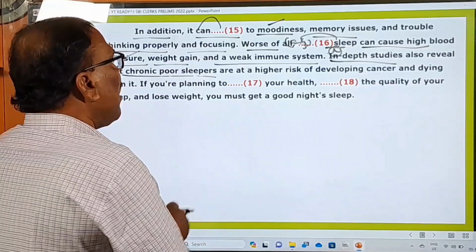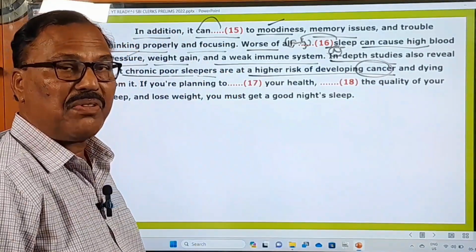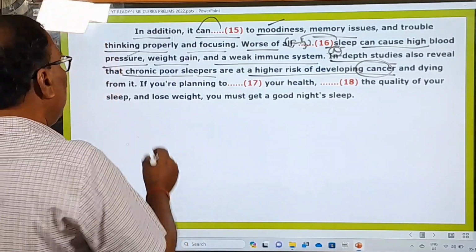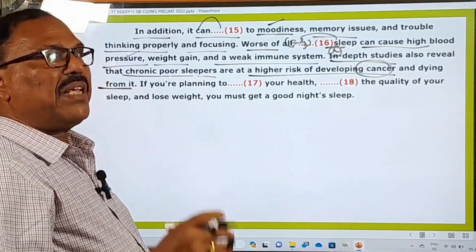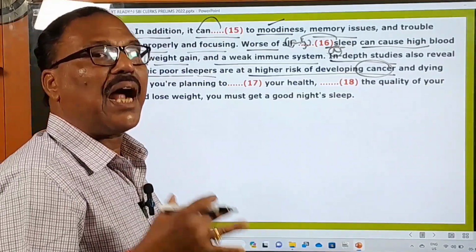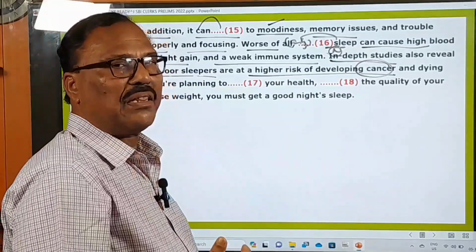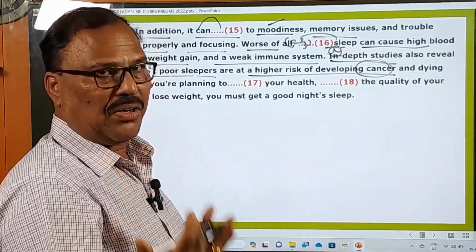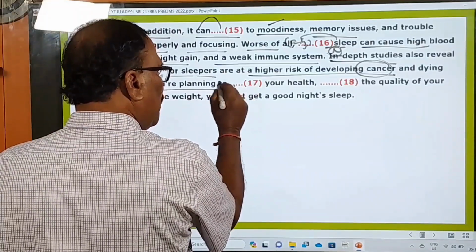They are at a higher risk of developing cancer. If you don't have proper sleep, what happens? You will suffer from cancer and dying from it. People will die of that. That's why please ensure that you get adequate sleep, enough sleep. Sleep is very good for our health, just like a healthy diet. And now if you are planning to dash, to is there.